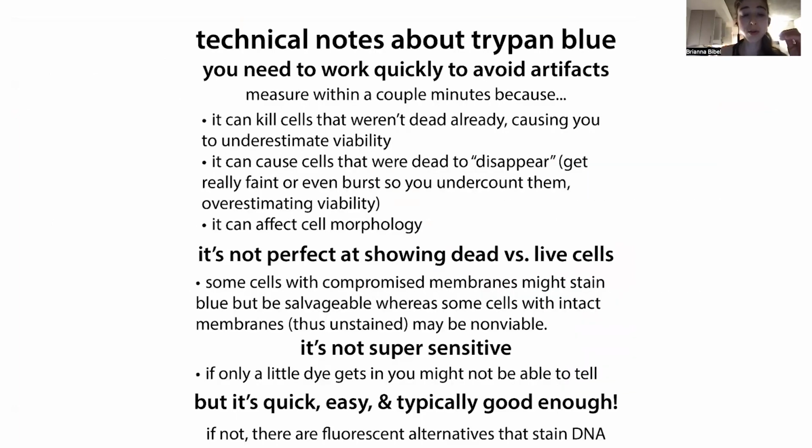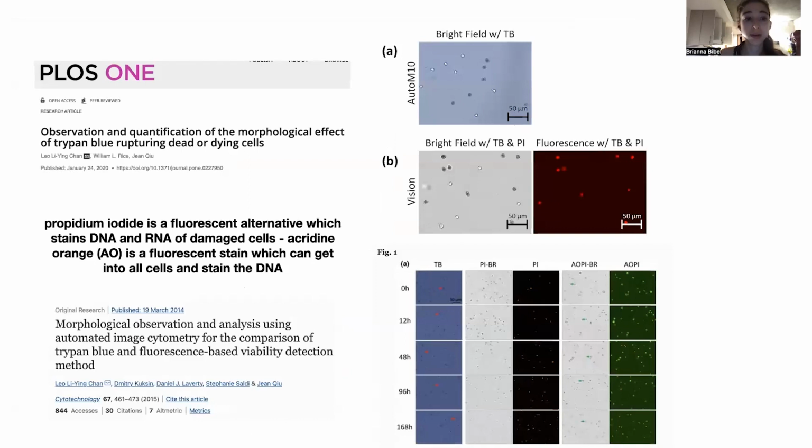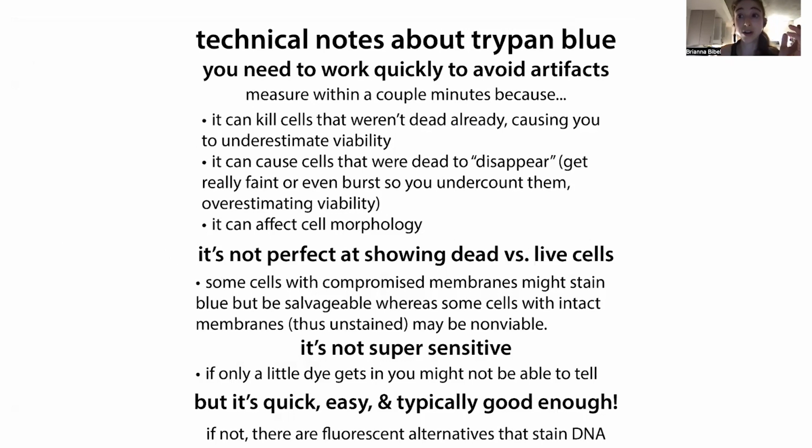Okay. Some more technical notes. You want to work quickly when you're using the Trypan blue, so measure it within a couple minutes, because you can have artifacts form if you treat them for too long. So here are a couple of papers. I should mention that I could only find a couple of papers that actually talk about these artifacts, and these papers are coming from companies that are trying to sell you alternatives to Trypan blue. So basically, Trypan blue is typically good enough for the cell culture work.